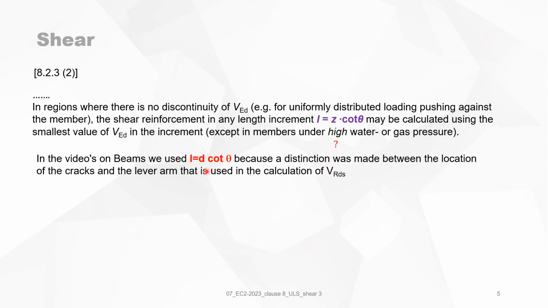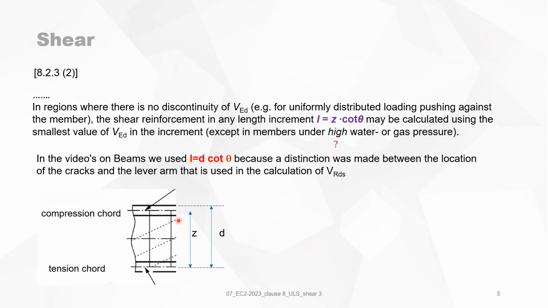Now, why did we use d cotangent theta? Because there was a distinction made between the location of the cracks and the lever arm that is used in the calculations of V_Rd,s, which is the resistant shear force with shear reinforcement. Just to explain a little bit, if you have the compression cord and the tension cord, z is defined by this value here, and d is the effective depth of the beam. Now, z is equal to 0.9d.